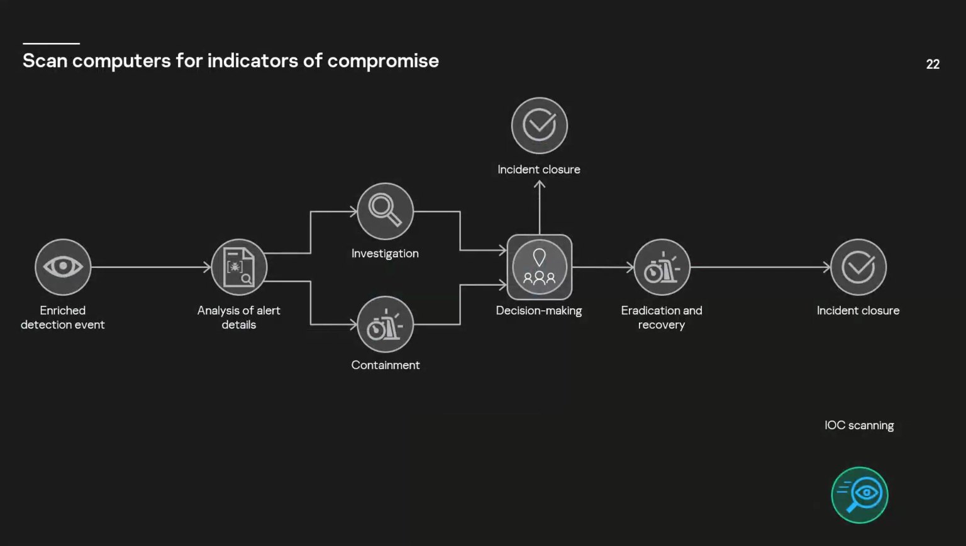So we're moving to IOC scanning. IOC scanning is a task which helps you to understand if there are signs of malicious activity on other network hosts. So if the IOC scan task didn't find anything, it is okay. But if it found something, then you need to investigate this event from the beginning, start analysis, then go through containment, and so on. So repeat the process.